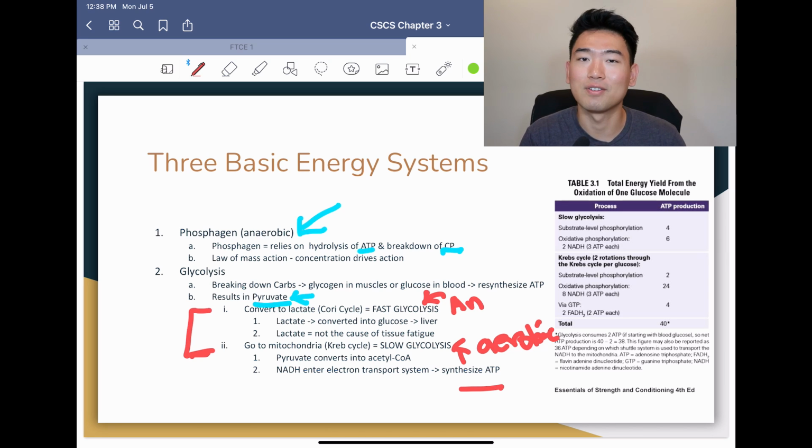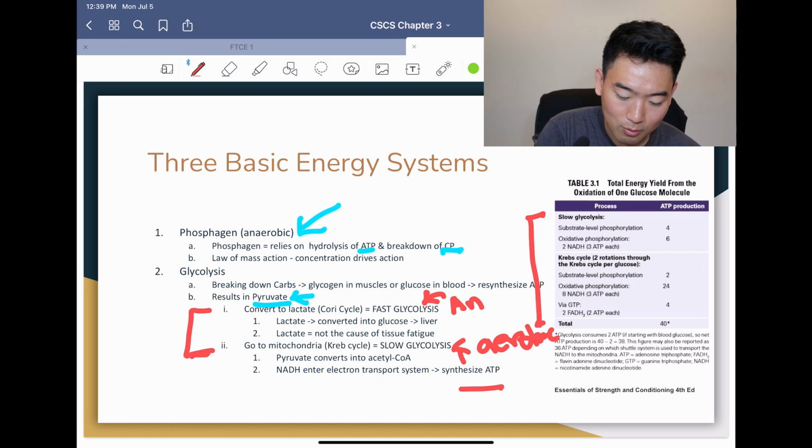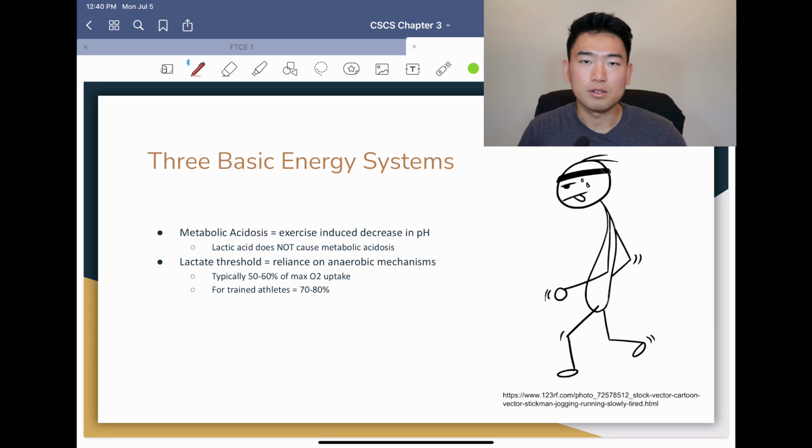So focus on the big picture stuff. All right, and then here is a graph of how many ATPs are made. I'm not going to go into too much detail here with this. If you want to look over it, feel free to do that. All right, so before we move on to the third and final energy system, the oxidative system, we're going to cover metabolic acidosis and lactate threshold real quick.